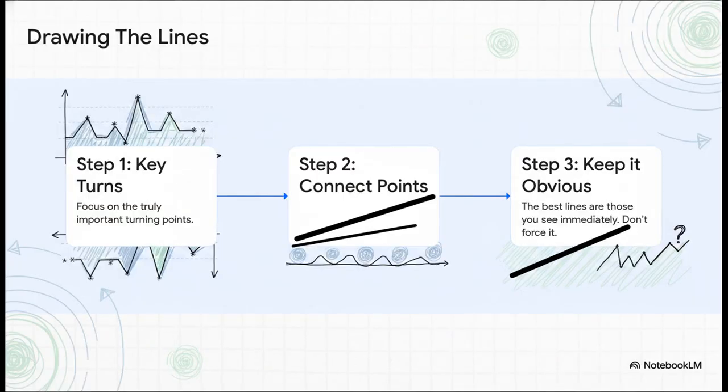Now, you can't just draw these lines anywhere. There are 3 simple rules. 1, you only connect the significant peaks or troughs, the important turning points. 2, a line needs at least 2 touches, but 3 makes it rock solid. And 3, this is the most important rule of all. If you have to squint or strain to see it, it's not really there. The best signals literally jump right off the screen at you.